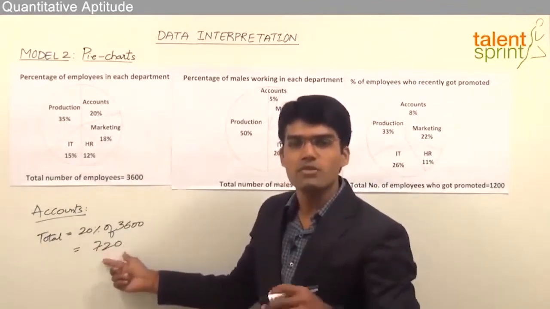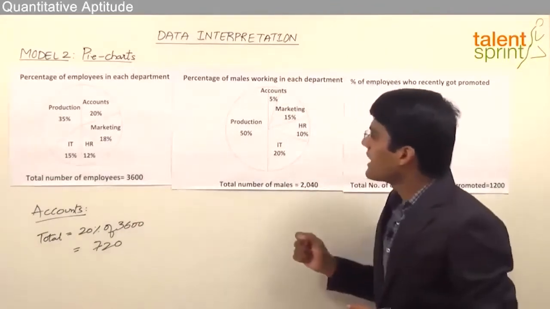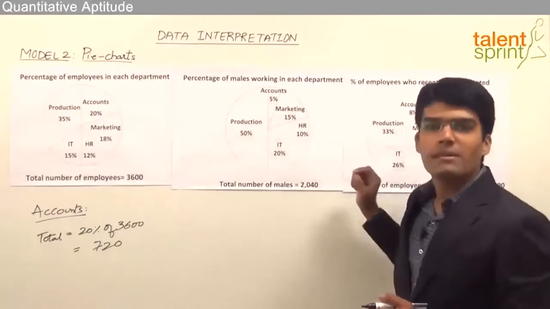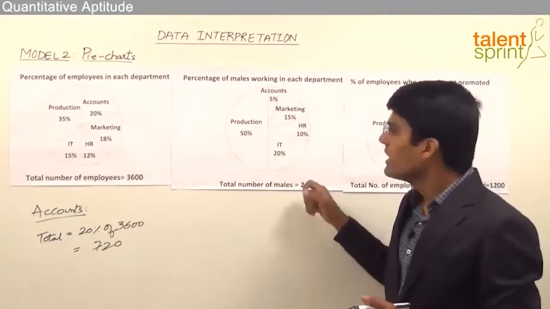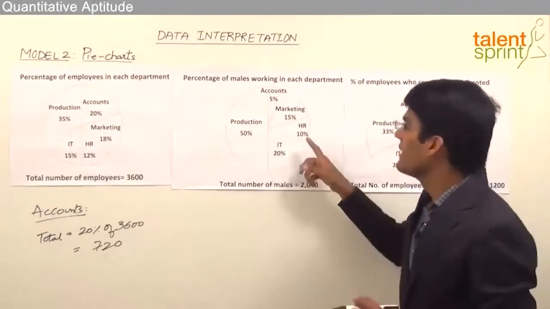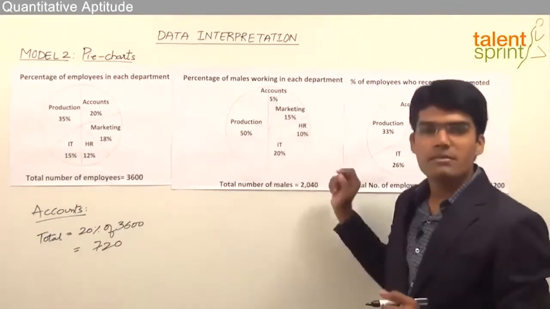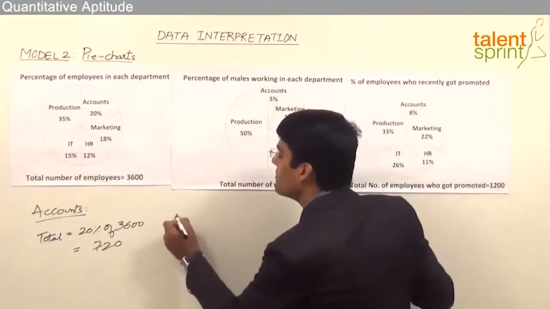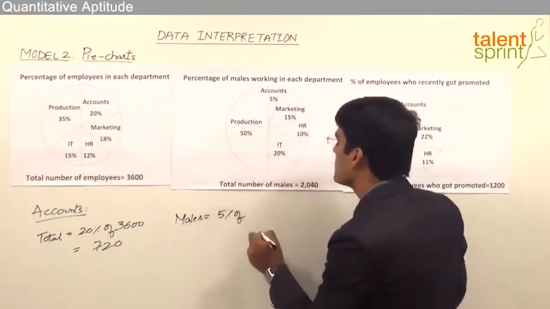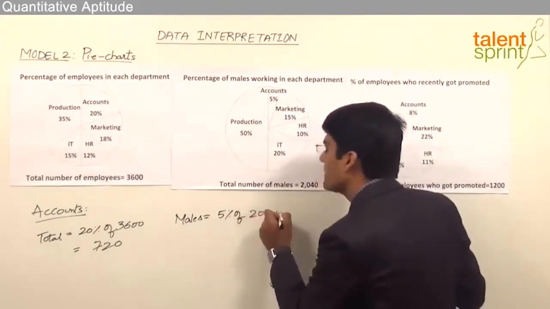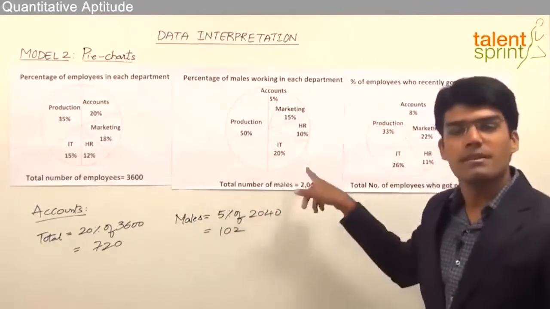So total employees in accounts department is 720. So this 720 includes both male and female employees of the accounts department. From the second pie chart, we know that percentage of males in each of the departments is given. So from this we can find out the number of males in each of the departments. Let us do the same thing for accounts department again. We know that 5% of 2040 are male employees in accounts department. So the number of males in the accounts department will be equal to 5% of the total number of males, 2040. This comes out to be 102. So the number of male employees in accounts department is 102.